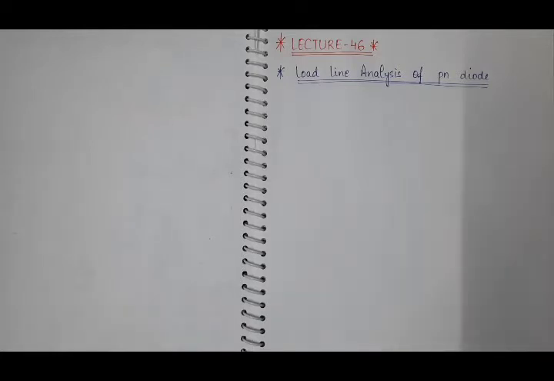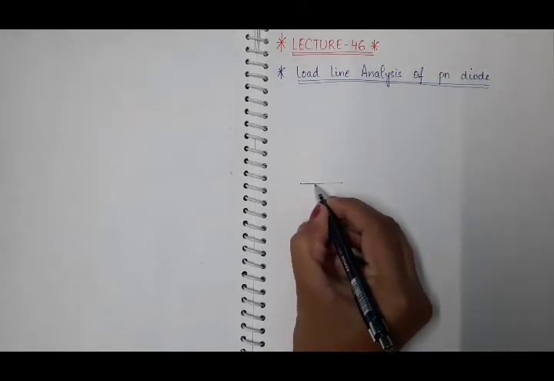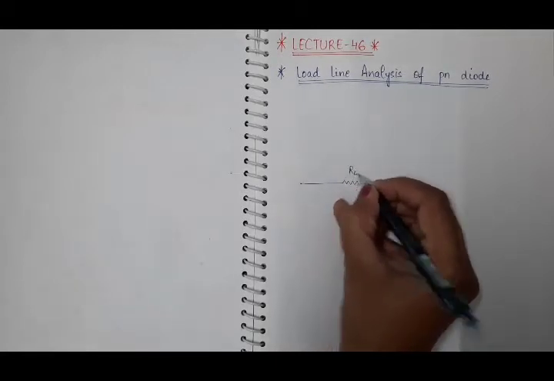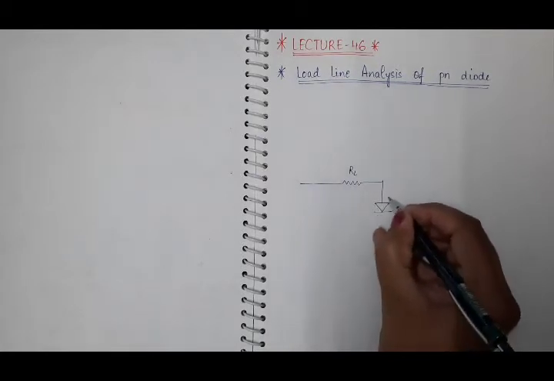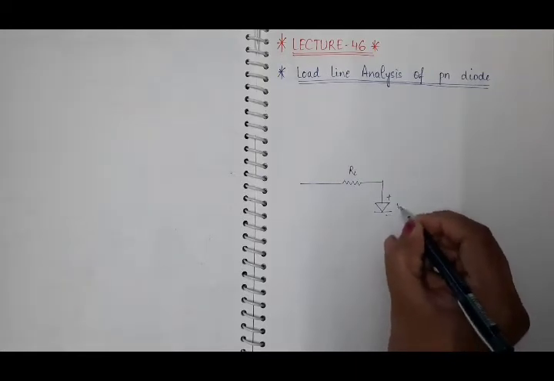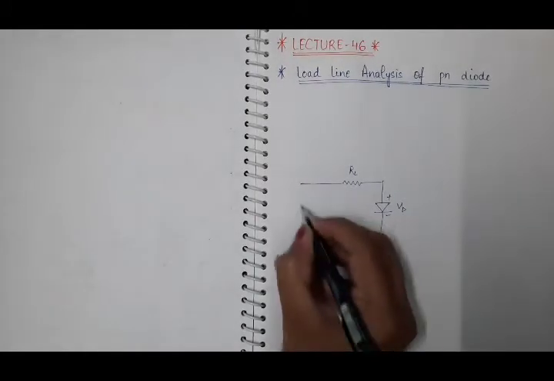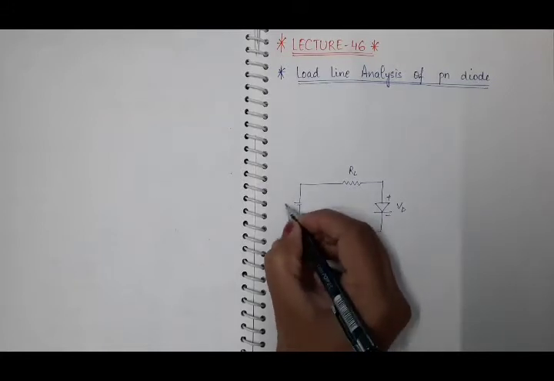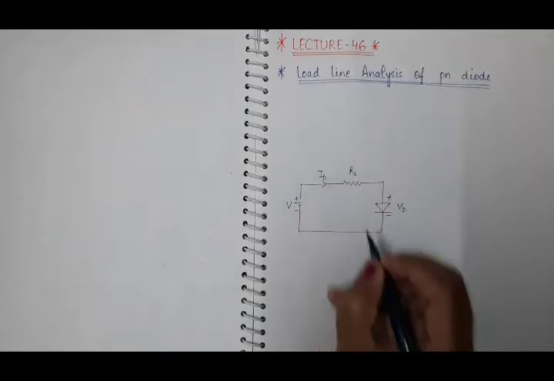So what is load line? We will discuss. First of all, consider a circuit. This is load resistance RL. This one is diode, and the voltage across diode, suppose it is VD. And suppose this is the DC voltage source having voltage V. And let ID be the current flowing through the circuit.